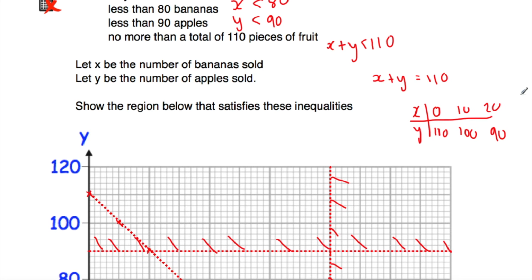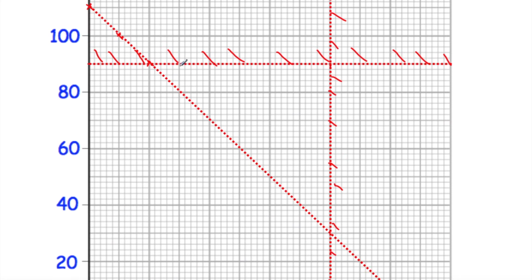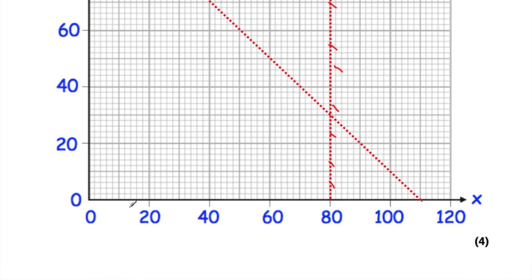Now we need to find out which region we're going to accept. Are we going to accept it above that diagonal line, so this region here, or are we going to accept the region below the diagonal line? So let's choose a point that's not on the line, and I'm going to choose the origin here. So x is equal to 0 and y is equal to 0, because the x coordinate would be 0 and the y coordinate would be 0.